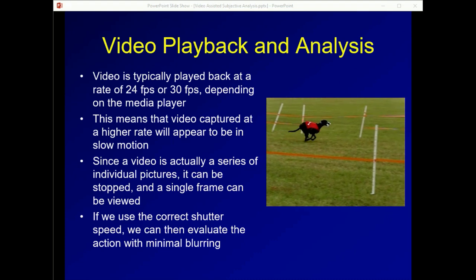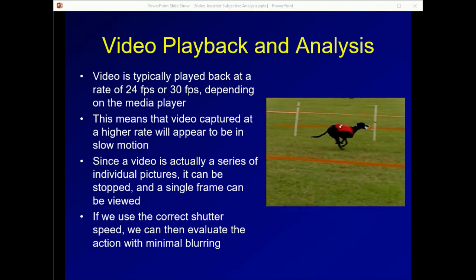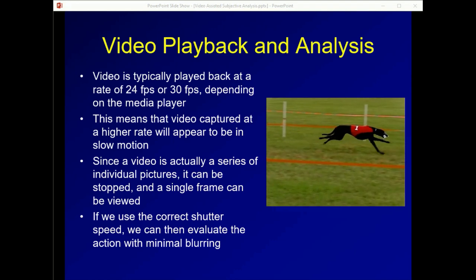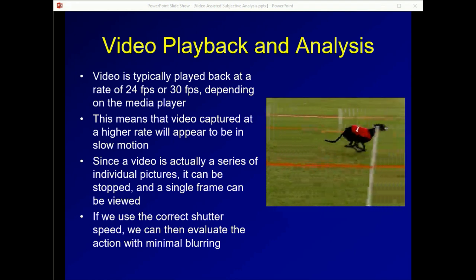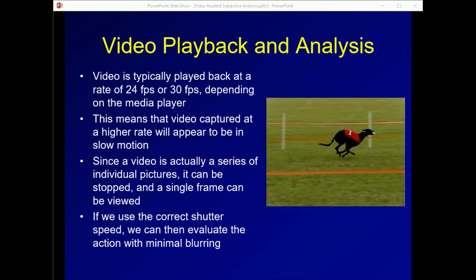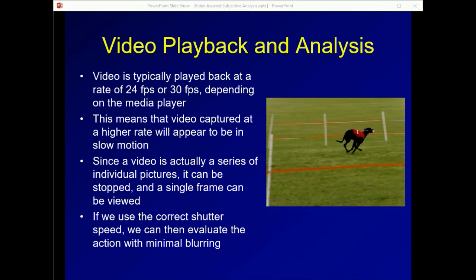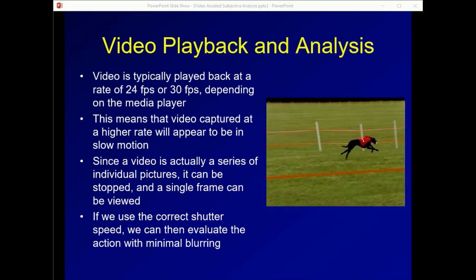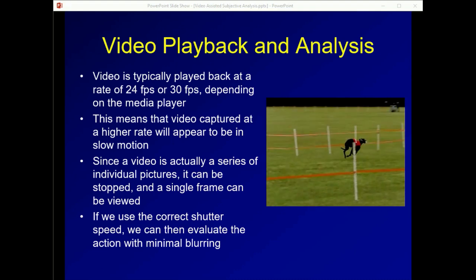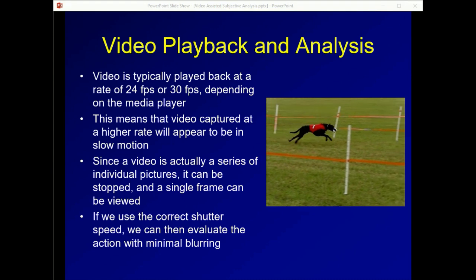Once the video is captured, we will need a media player to play it back for review. Video is typically played back at a rate of 24 or 30 frames per second, depending on the media player. This means that video captured at a higher rate will appear to be in slow motion. Since a video is actually a series of individual pictures, it can be stopped and a single frame can be viewed. If we use the correct shutter speed, we can then evaluate the action with minimal blurring.